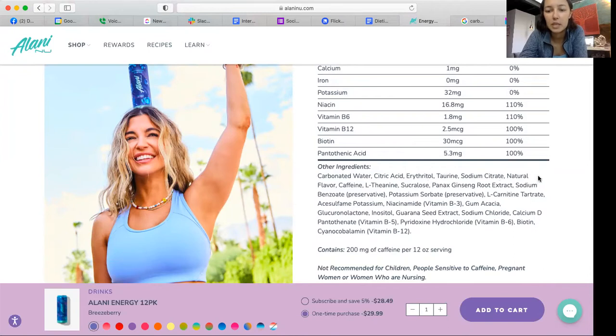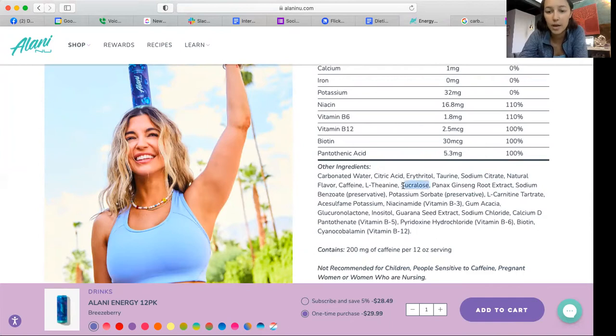Then we have some proteins. We have these preservatives, natural flavor. That's where you're getting these crazy berry flavors, whatever it was called. Don't trust natural flavor. I don't know the number off the top of my head, but I think it's hundreds or thousands of different things that it could be. It has caffeine. We'll talk about that. It has theanine, L-theanine. It has sucralose.